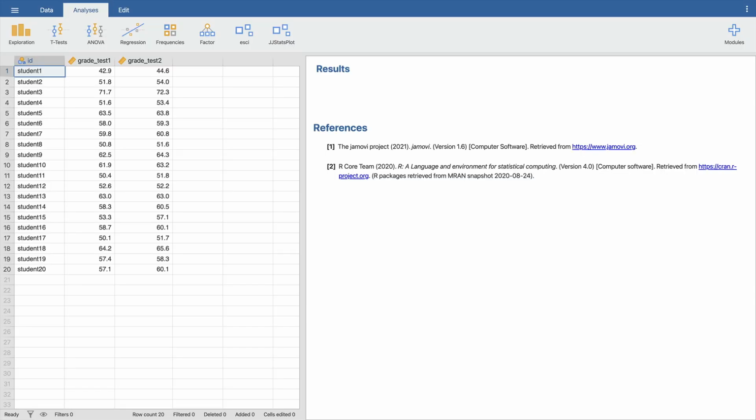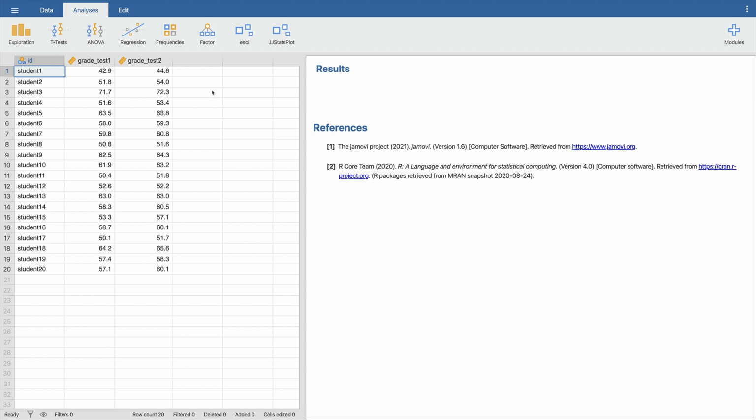So here are the data for Dr. Chico. You can see again, we have 20 students and we have their IDs, their student 1 through student 20. And then I have 2 scores from them, their grade on test 1 that happened early in the semester and their grade on test 2 that happened later in the semester. And so again, we're interested in seeing whether or not there's a significant improvement from grade test 1 to the grade test 2.